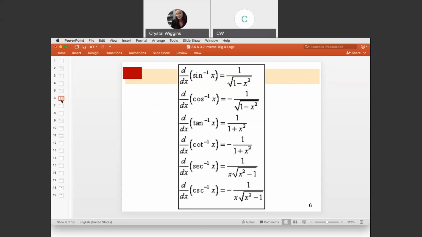Here are the derivatives of all the inverse functions to our 6 basic trig. Essentially, this is just going to be another one of those charts that you keep in front of you when you are working with inverse trig. It's a memorizing thing because there is no easy way to derive these formulas, and they're quite time-consuming to derive.